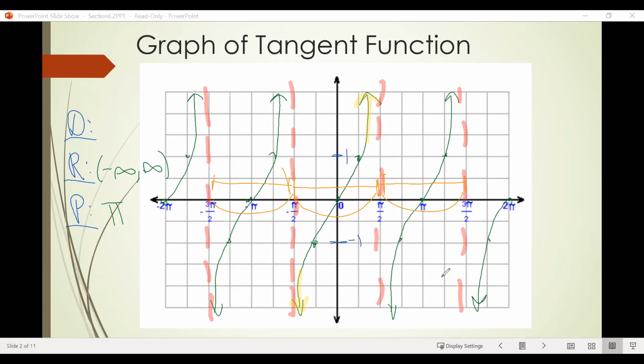All right, now let's talk about the domain. And notice that in the domain, most values are in the domain, right? So most things between -π/2 and π/2, and everything between π/2 and 3π/2, and everything between 3π/2 and 5π/2, and also go in the other direction. But there seem to be these breaks in the domain, right? At -π/2, π/2, 3π/2, those values are not in the domain.